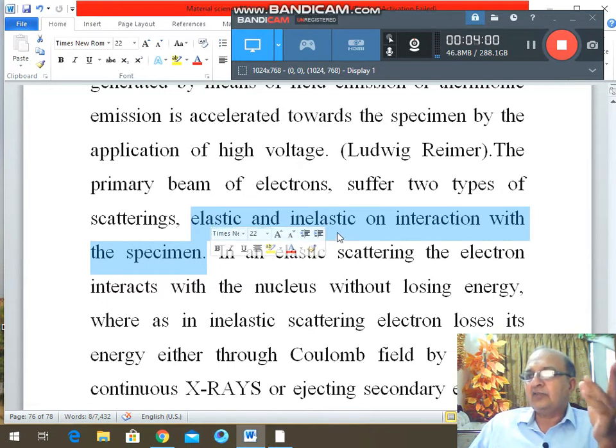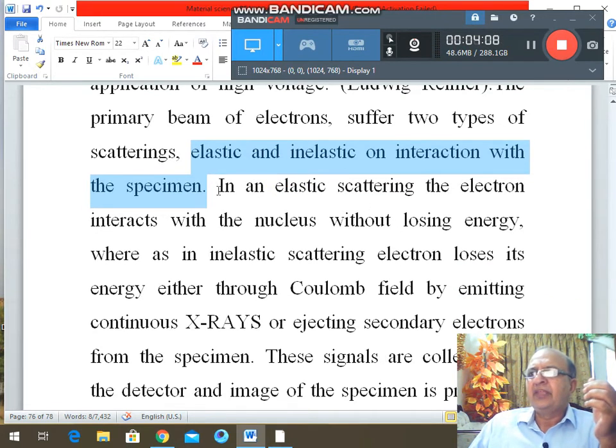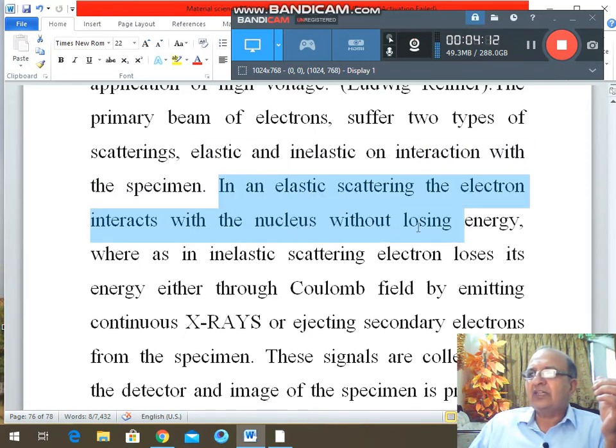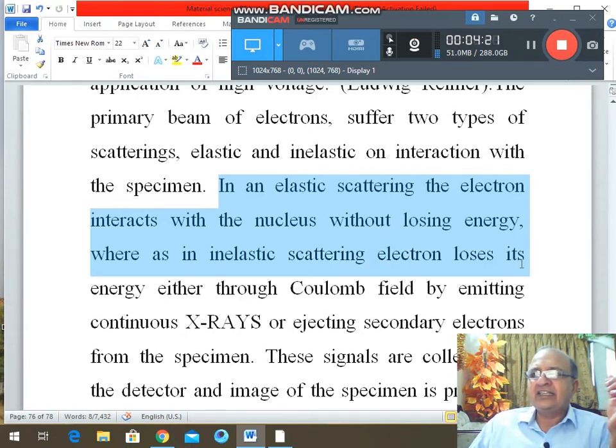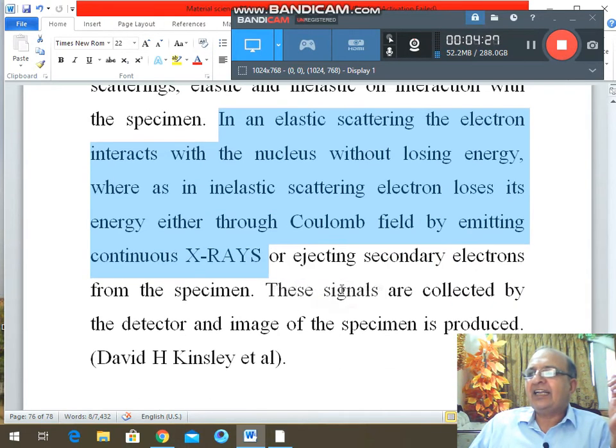In an inelastic collision, kinetic energy is different from the initial one, but linear momentum is conserved. So, this is inelastic collision. In elastic scattering, the electron interacts with the nucleus without losing energy, whereas in inelastic scattering, the electron loses its energy either through the Coulomb field by emitting continuous X-rays or by ejecting a secondary electron.